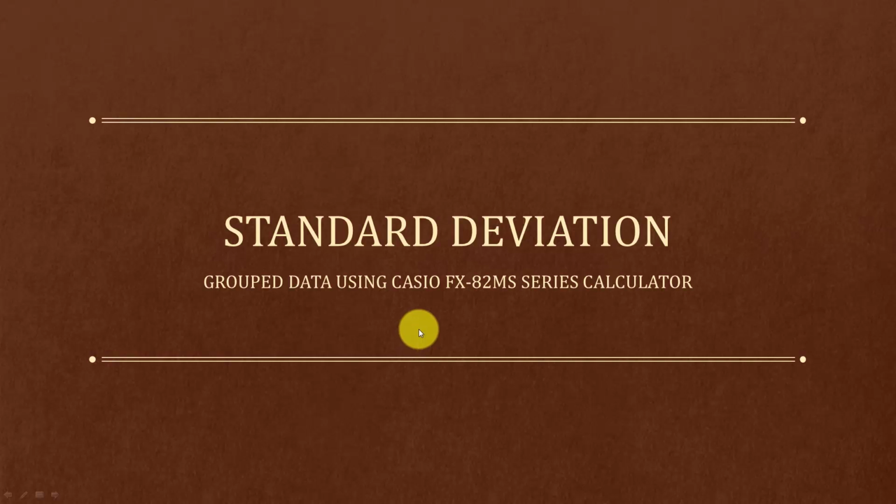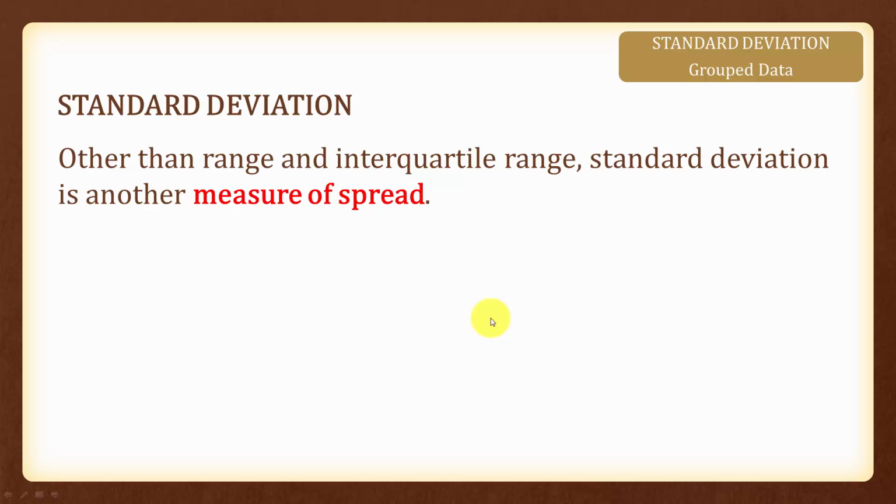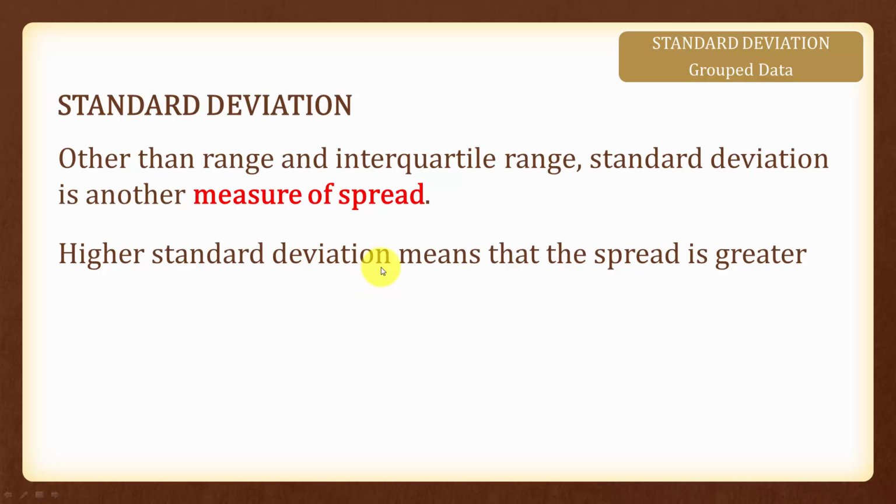In this topic, we are going to learn how to find the standard deviation of group data using CASIO fx-MS series calculator. First, what is standard deviation? Similar to range and interquartile range, standard deviation is another measure of spread. For instance, higher standard deviation means that the spread is greater.